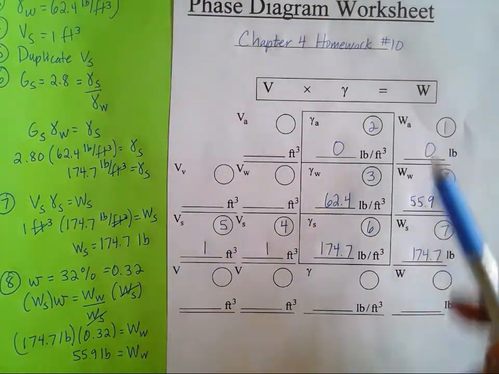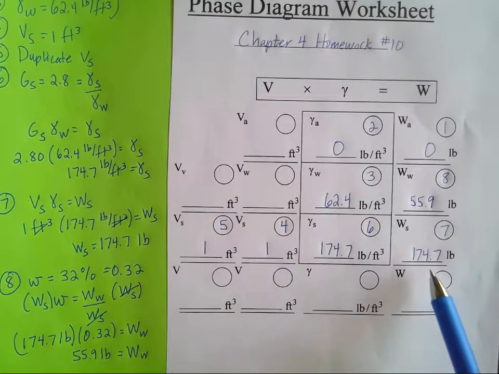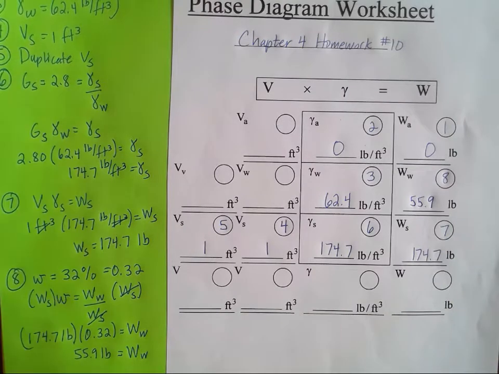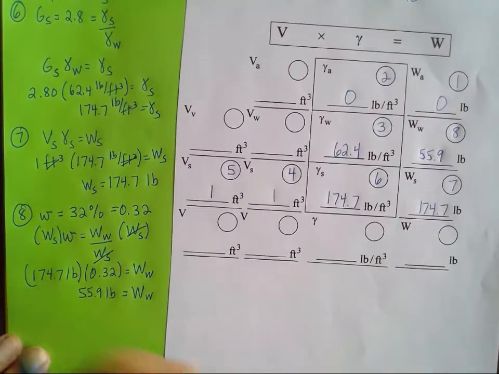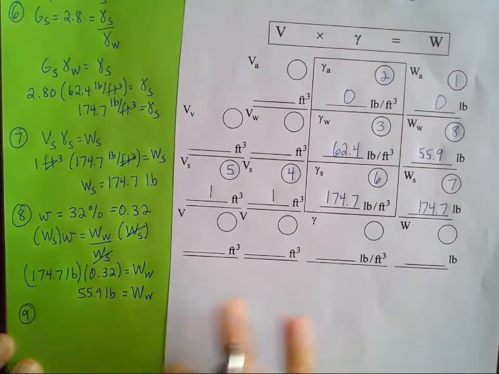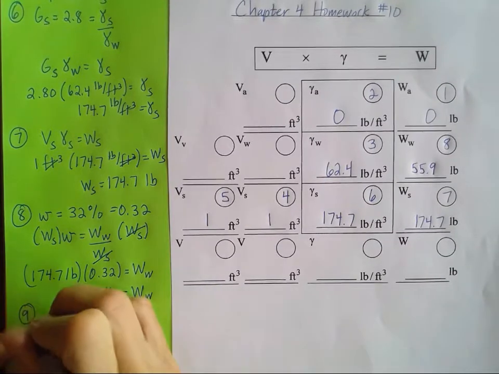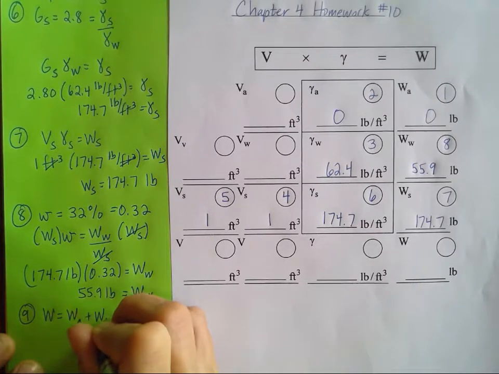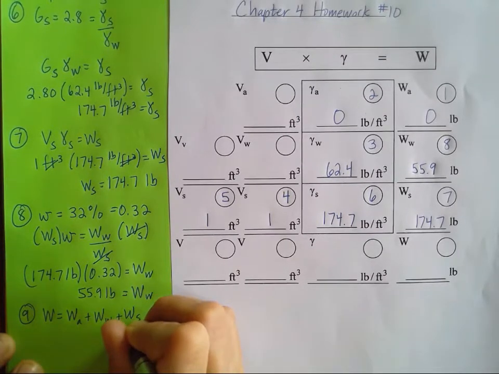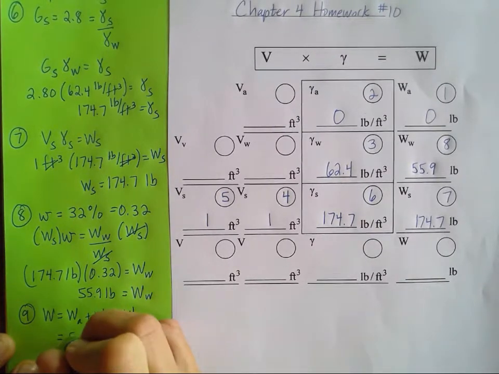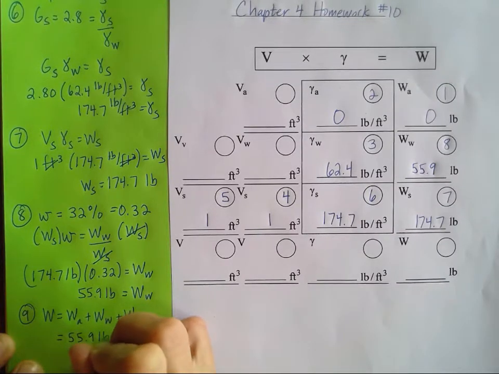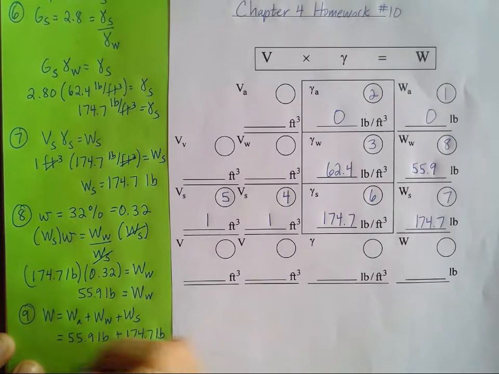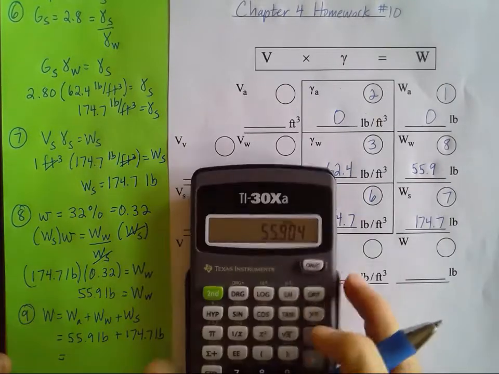And I notice I'm always looking at these rows, seeing if I can add up. And I can here because I've got all my information here for my total weight. Let's slide that down and do that for number 9. So my total weight is going to be WA plus WW plus WS. And in this case, it's just 55.9 pounds plus 174.7 pounds. So we'll add those up here.